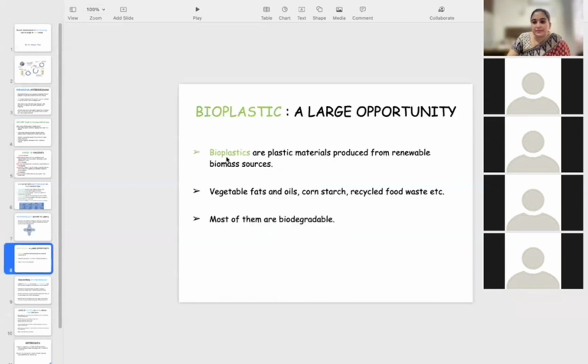Similar to this, we have bioplastic. It's a large opportunity, although the bioplastic is not 100% biodegradable, it is still better than plastic. And bioplastics are plastic material produced from renewable biomass sources, vegetable oils, fat, or cornstarch, recycled food waste. They can be used for construction of bioplastic. Most of them are biodegradable, so at least we can go for a safer and greener option rather than plastic, which is non-biodegradable and causes a lot of pollution, and a lot of disturbance to marine life also. So bioplastic can be another opportunity, and it's actually a booming field also.